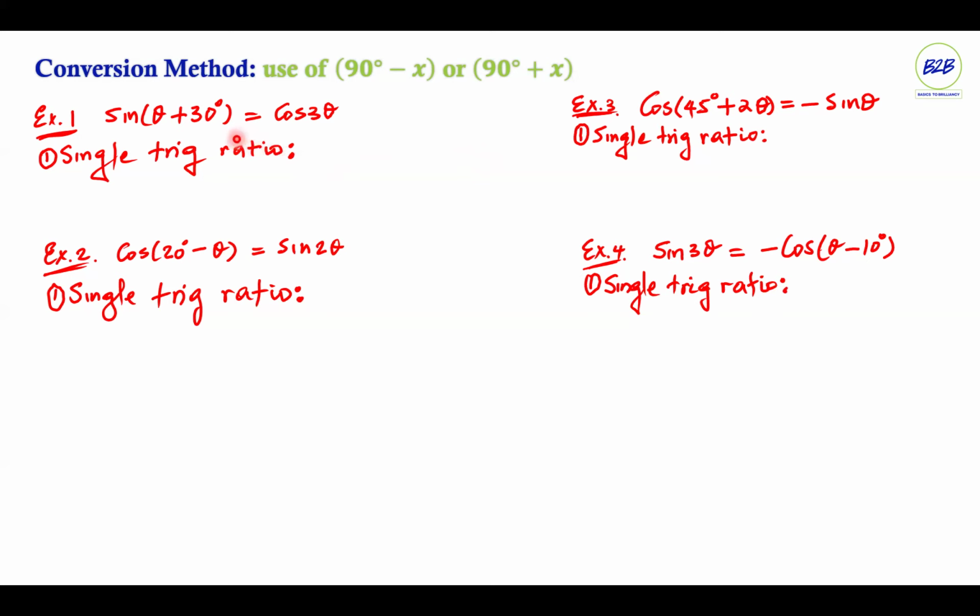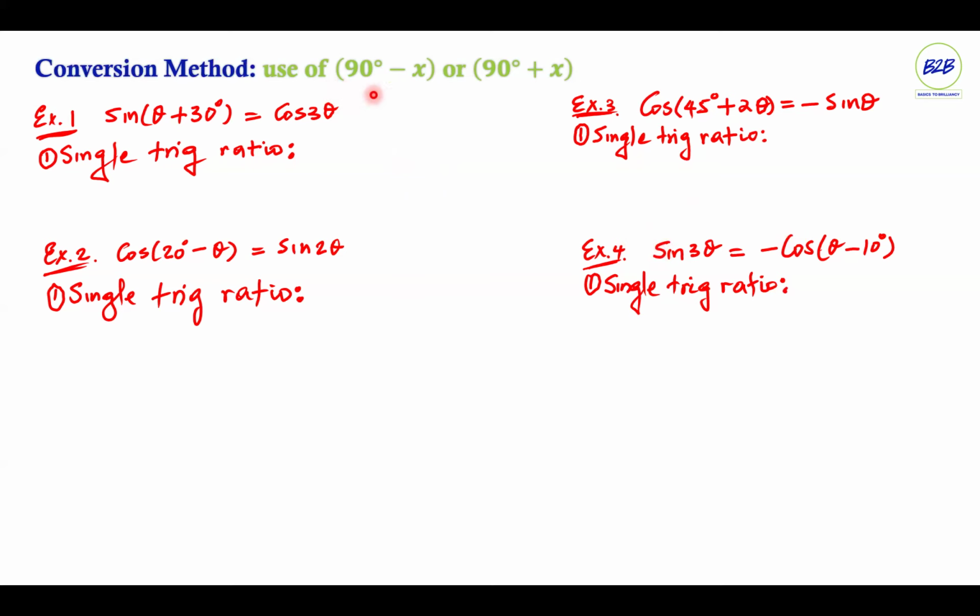What are we converting? For example, in the first example, we want to convert either sine to cos or cos to sine. In the second example, we want to convert cos to sine or sine to cos. In the third example, we want to convert cos to sine or sine to cos. Similarly, in example 4, we want to convert sine to cos or cos to sine.